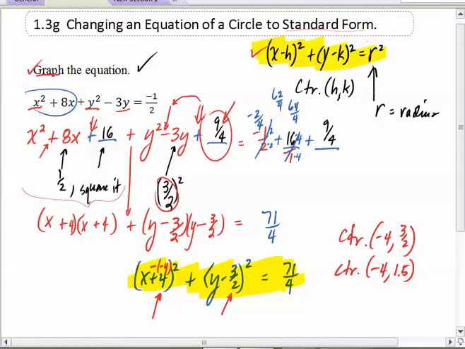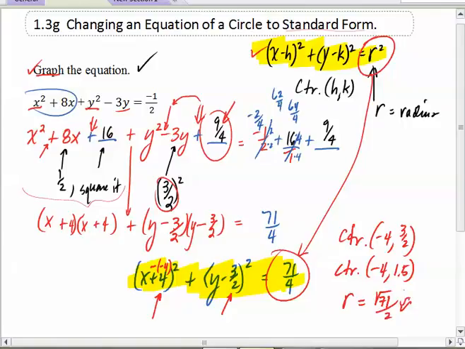Now, we know that the r squared is this. So what is my radius? Well, it's the square root of that. Well, I don't know what the square root of 71 is, but I do know the square root of 4 is 2. So my radius is that. Because it's an irrational number, and I have to graph it, I'm going to go ahead and get the approximation for that. Square root of 71 is 8 point something, 8.4 divided by 2. I get about 4.2. So the radius, I do need an approximation because I'm going to be sketching it.